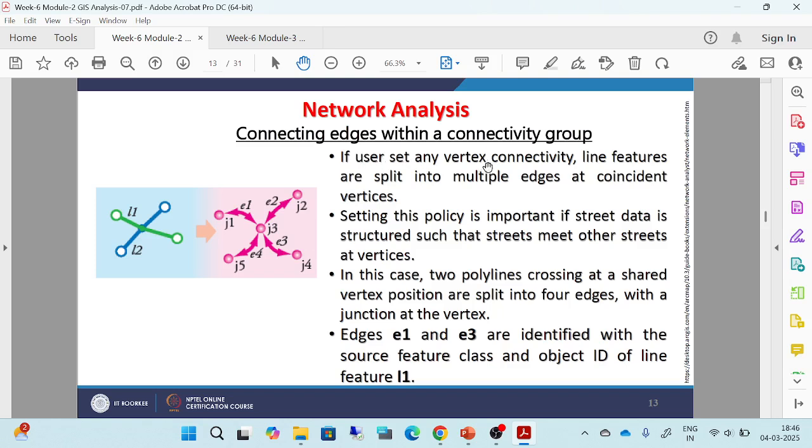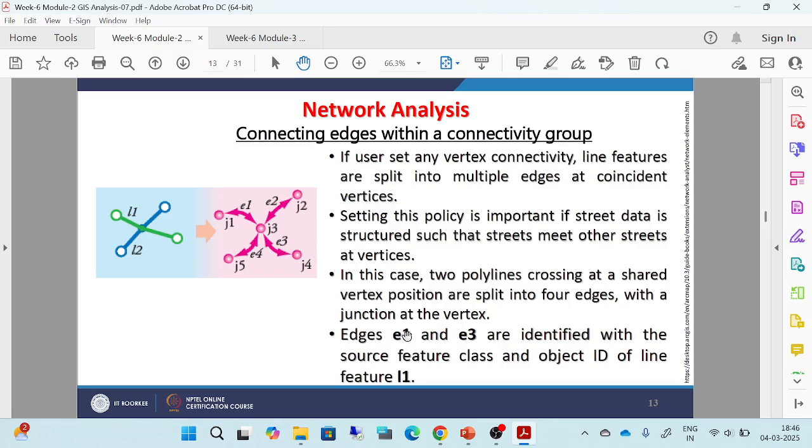If users set vertex connectivity, line features are split into multiple edges at coincident vertices. What is explained here is that we have the same lines L1 and L2. Two polylines crossing at a shared vertex position are split into four edges. Earlier, if you remember the example, we had two edges and four points, but we didn't have this vertex over here. In this example we have a connection like this. So instead of two edges, we have four edges with a junction at the vertex.